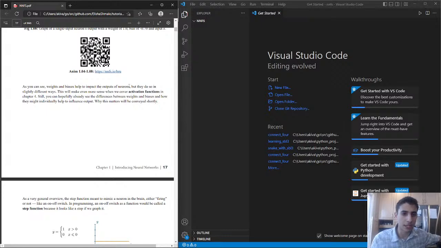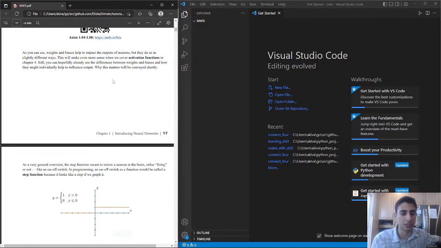As you can see, weights and biases help to impact the output of neurons, but they do so in slightly different ways. This gives you a sense. This will make even more sense when we cover activation functions in Chapter 4. Chapter 4 is an important chapter, apparently. Still, you can hopefully already see the differences between weights and biases and how they might individually help to influence output. Why this matters we will convey shortly.